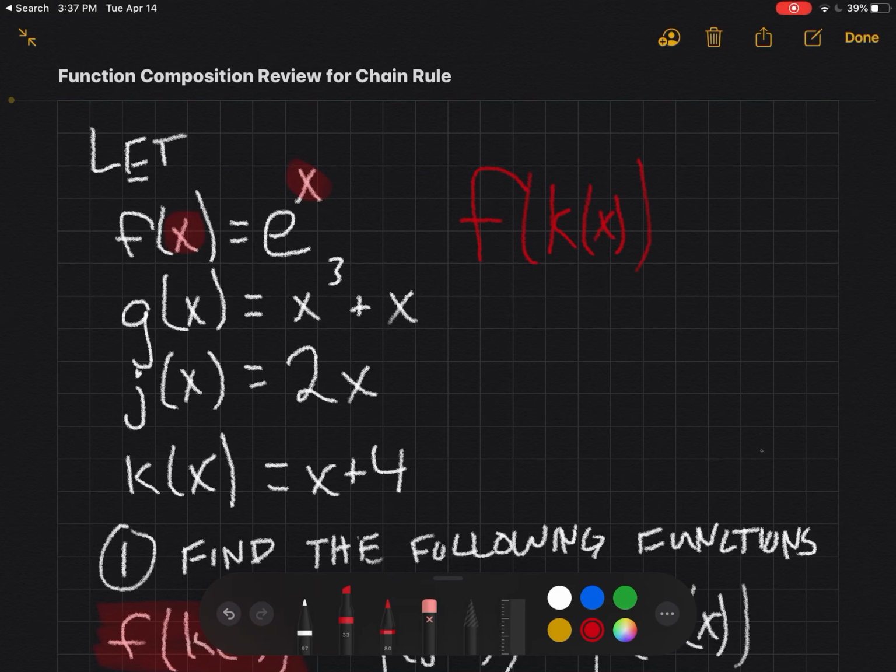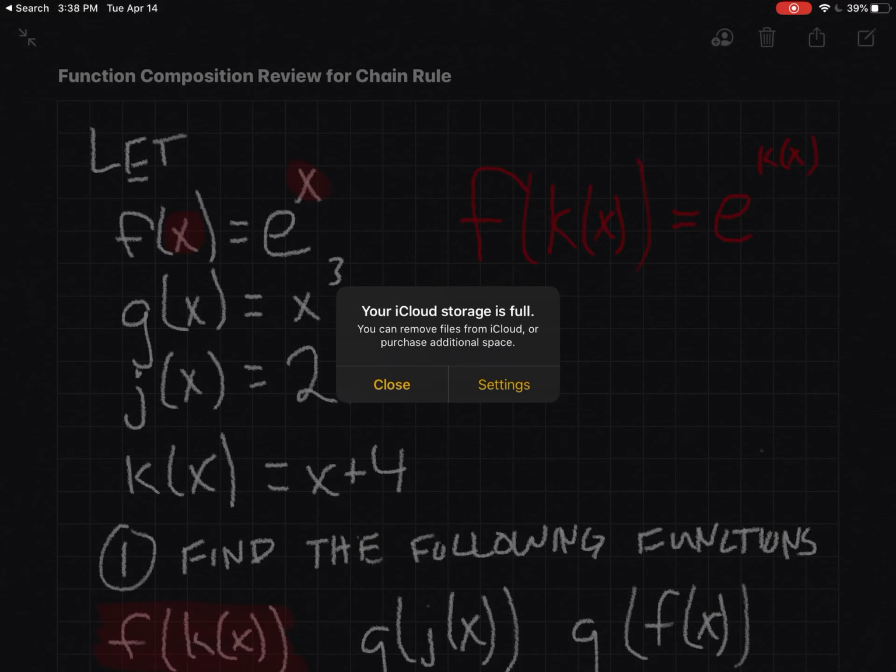So what that means, I'm going to take k of x in here. So notice that in the function f of x, whatever my input is becomes my exponent. So if I take f of something, it equals e to the whatever that something is. So if I take f of 2, it's e squared. If I take f of 4, it's e to the 4th power. If I take f of a, that's e to the a power.